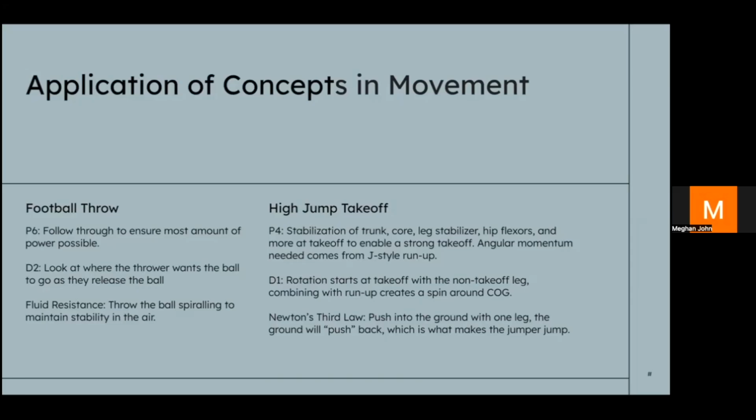When discussing the high jump takeoff, we first look at concept P4, which involves stabilizing body segments at point of release after being in motion. When talking about the high jump, the jumper runs up at a J angle, generating angular momentum they'll use to clear the bar after they jump. As they jump, the athlete will stabilize their trunk, core, hip flexors, and leg stabilizing muscles to create a stable body position while still angled.